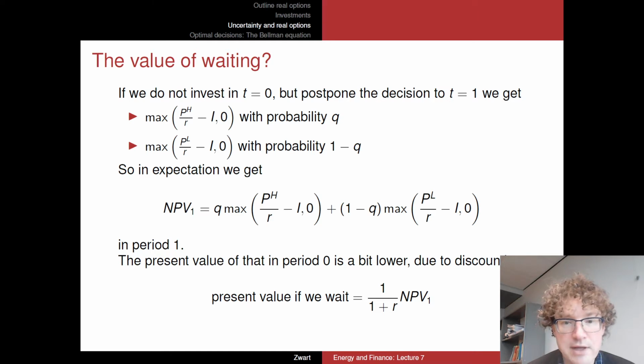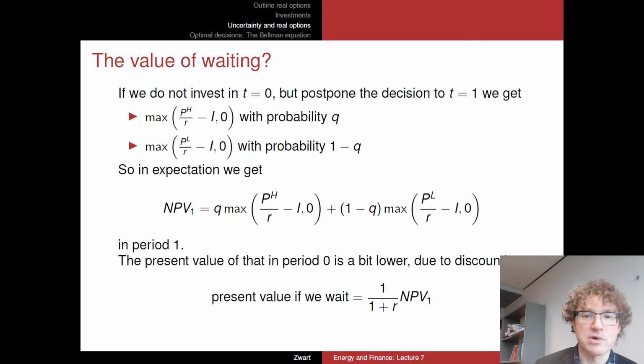So what does it mean for today? Well, the present value of that today, period 0, is going to be a bit lower because, of course, we have to do this discounting. So the present value, if we wait, is getting NPV1 but discounted by 1 year, so divided by 1 plus R to the power 1. Okay. So how much is that?